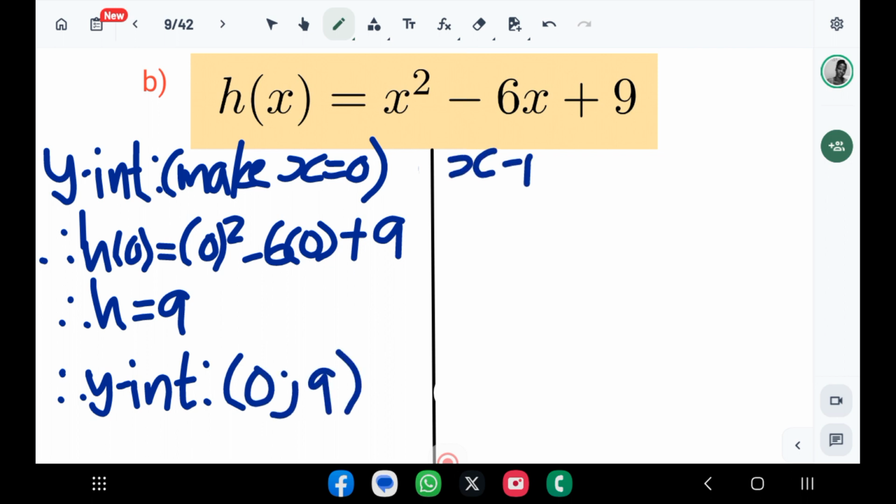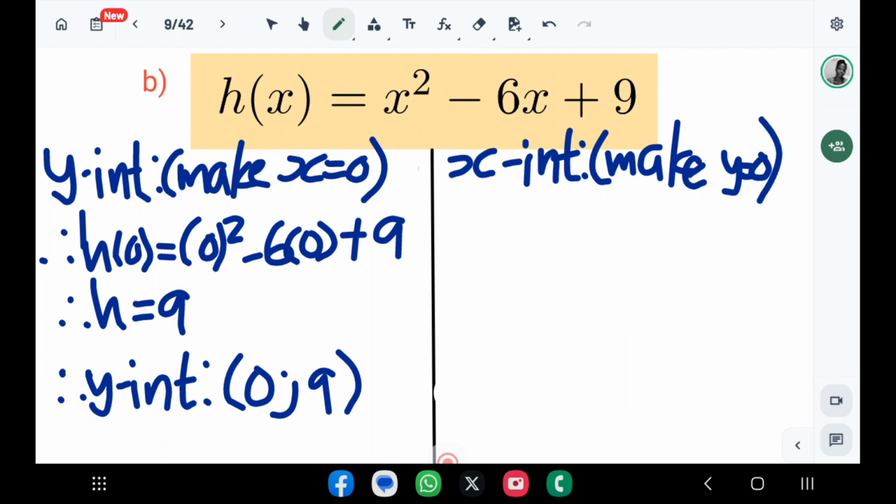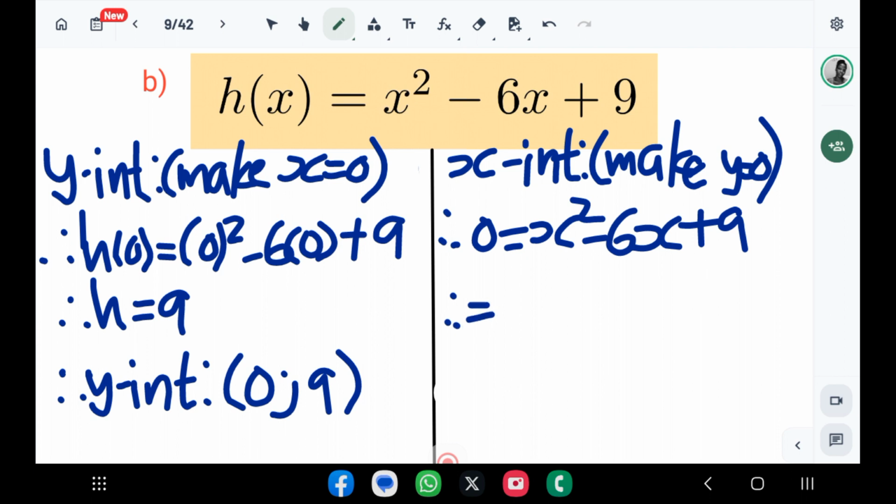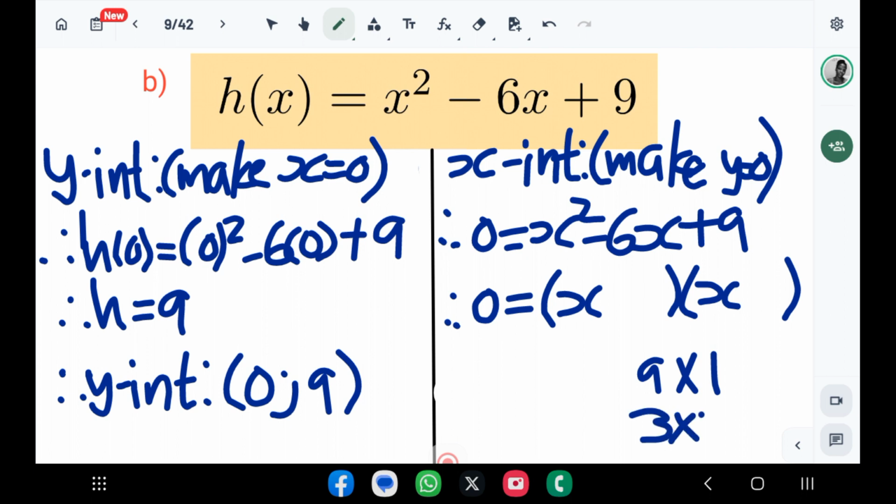Now, the x-intercept, same story. You make y 0. When you make y 0, you get 0 equals x squared minus 6x plus 9. Now, let's factorize this. 0 equals (x )(x ). And then we've got 9 times 1 and 3 times 3. The combination that will give us 6 in the middle is 3 and 3.